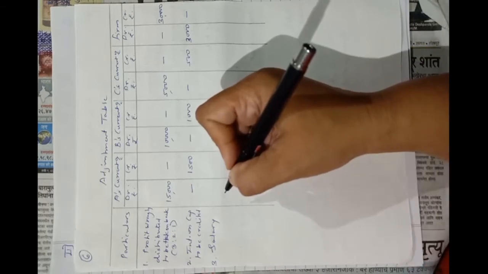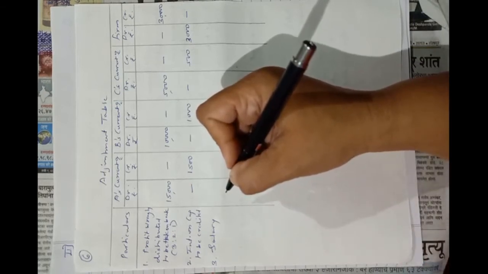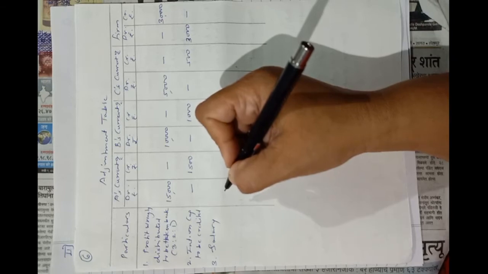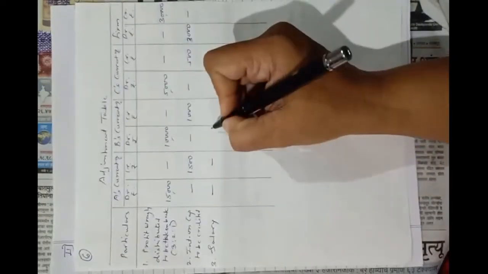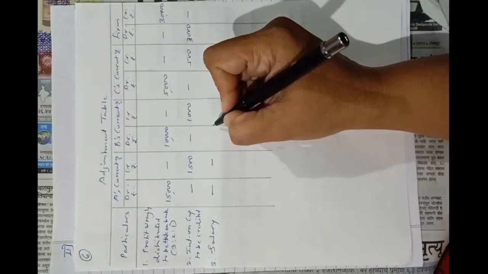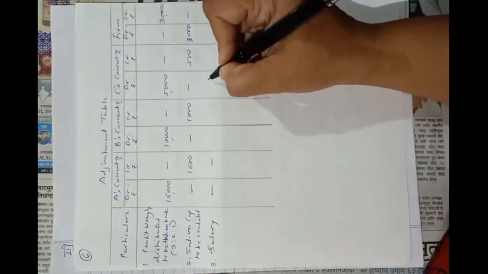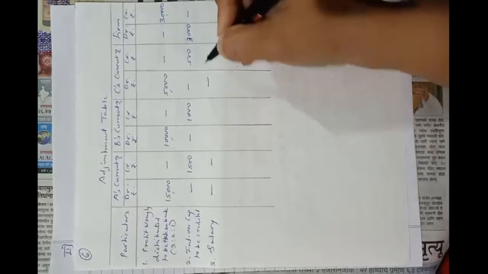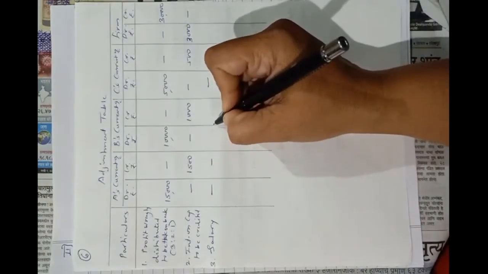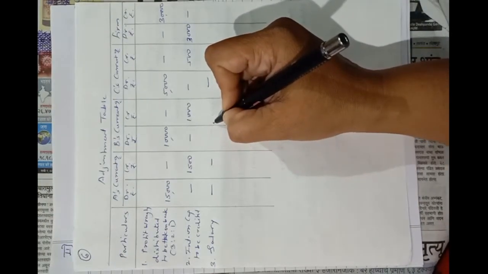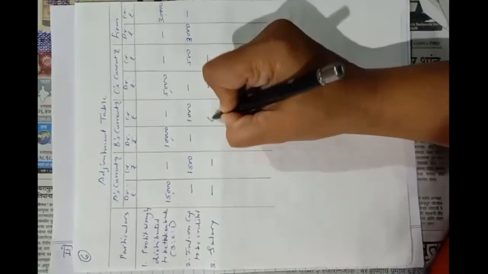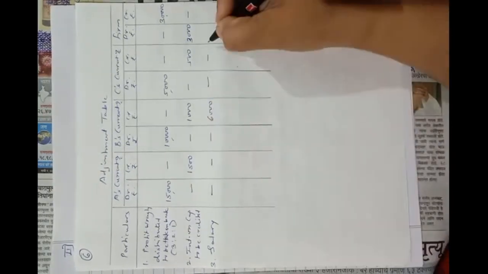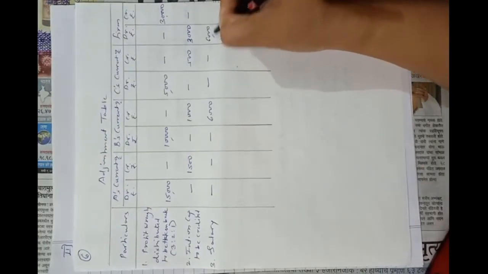Salary: B was also entitled to draw a salary of rupees 500 per month, only B. So there will be a dash, no amount in A's column, or no amount will be given, that is credited to C's column. B will be given 500 rupees per month, means 500 into 12 months, that is 6,000, will be credited to B's account and will be debited to firm's account.